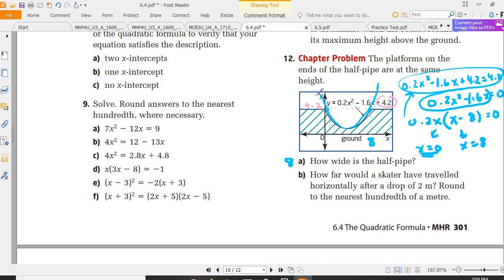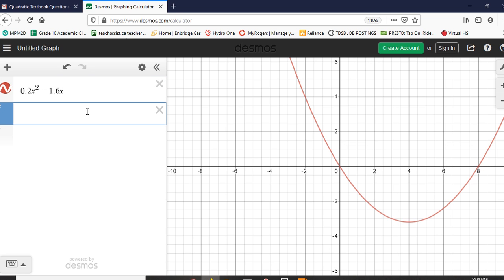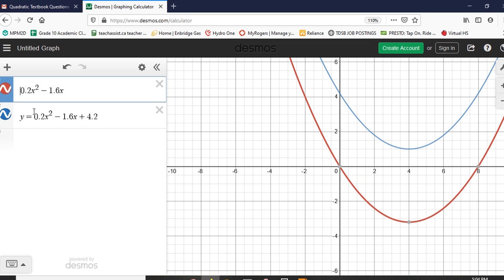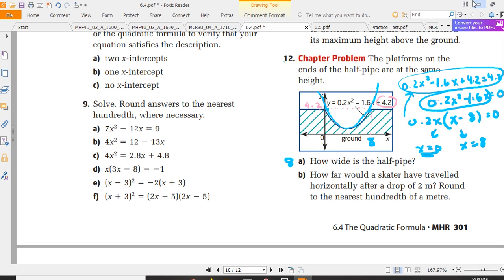What is the equation of this half pipe? Well, the equation of this half pipe is given to us. It's y equals 0.2x squared minus 1.6x plus 4.2. So you can see the difference. This is the equation given in the textbook, and this is the equation we ended up solving because we were setting it equal to 4.2.